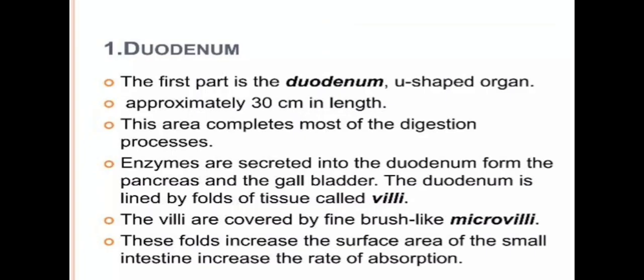First, duodenum. The first part of the small intestine is called the duodenum. It is a U-shaped organ and 30 cm in length. It completes most of the digestion. Enzymes secreted into the duodenum are from the pancreas and gallbladder. The duodenum is lined by many folds called villi. Villi help in nutrient absorption.